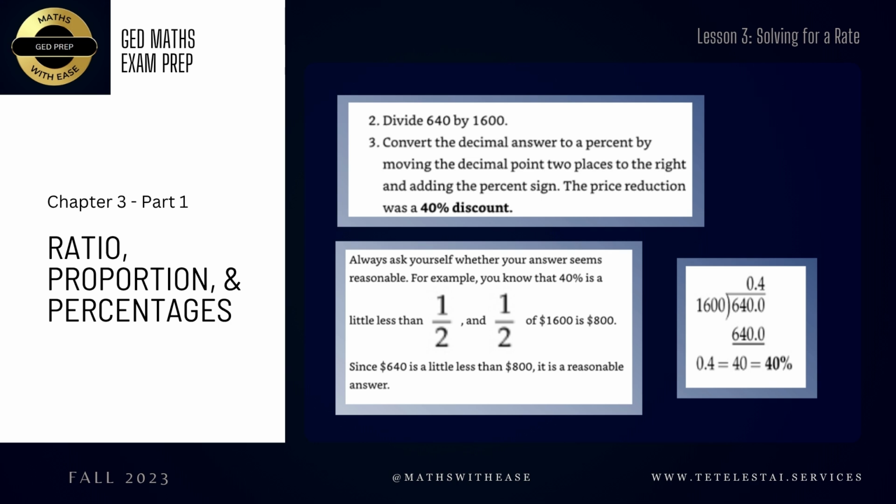And that's all this is telling you here. This portion is telling you, always ask yourself whether your answer seems reasonable. And in this particular example, you know that 40% is a little bit less than 1/2, and 1/2 of 1,600 is 800, right? So since 640 is less than 800, you know that your answer is reasonable, or your answer makes sense. Okay.